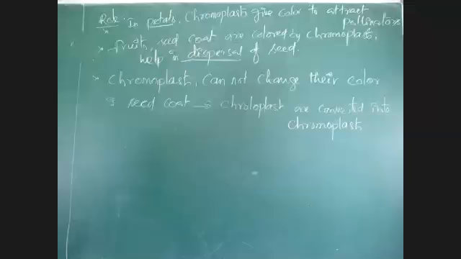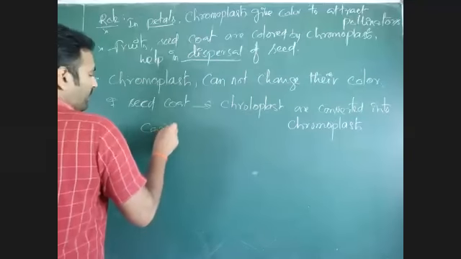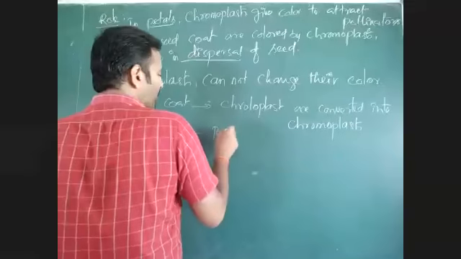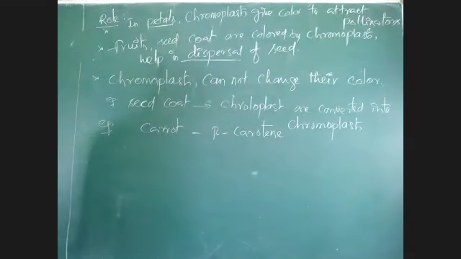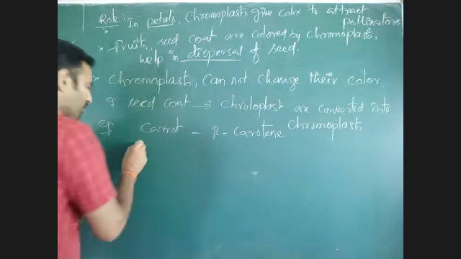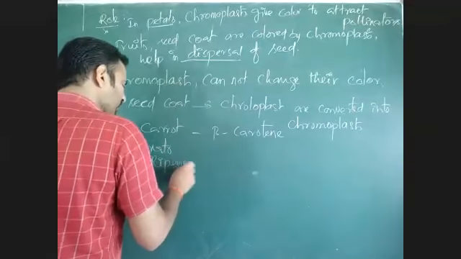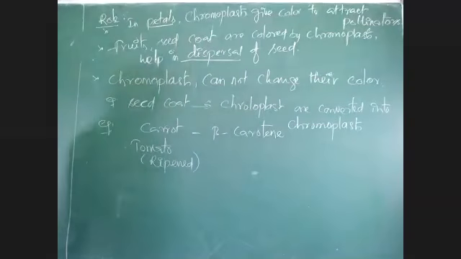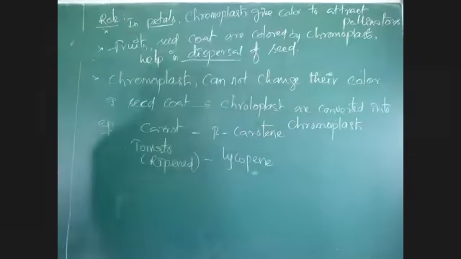Okay, I will give some examples of pigments that you can write. Examples: carrot is there, right? In carrot, the pigment present is beta carotene. Tomato, especially ripened tomato. Ripened means red color tomato. Red tomato has a pigment called lycopene. Lycopene is a pigment.